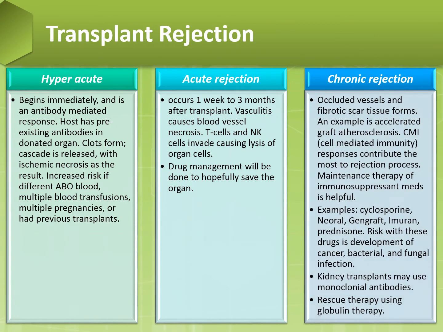Then we have chronic rejection. Occluded vessels and fibrotic scar tissue form. An example is accelerated graft atherosclerosis. Cell-mediated immunity responses contribute the most to the rejection process. Maintenance therapy of immunosuppressant meds is helpful. Some examples are cyclosporine, Neoral, and Gengraf. Kidney transplants may use monoclonal antibodies, and then rescue therapy is using globulin therapy.